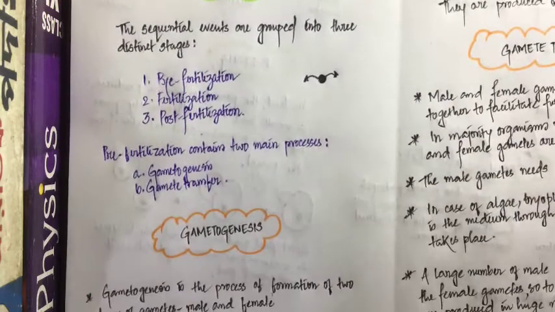The process which occurs before fertilization is called the pre-fertilization event. The process which occurs after fertilization is called the post-fertilization event. Correct? So repeat with me once again. There are three different sequential events of this process. What are these? Pre-fertilization, fertilization, post-fertilization.